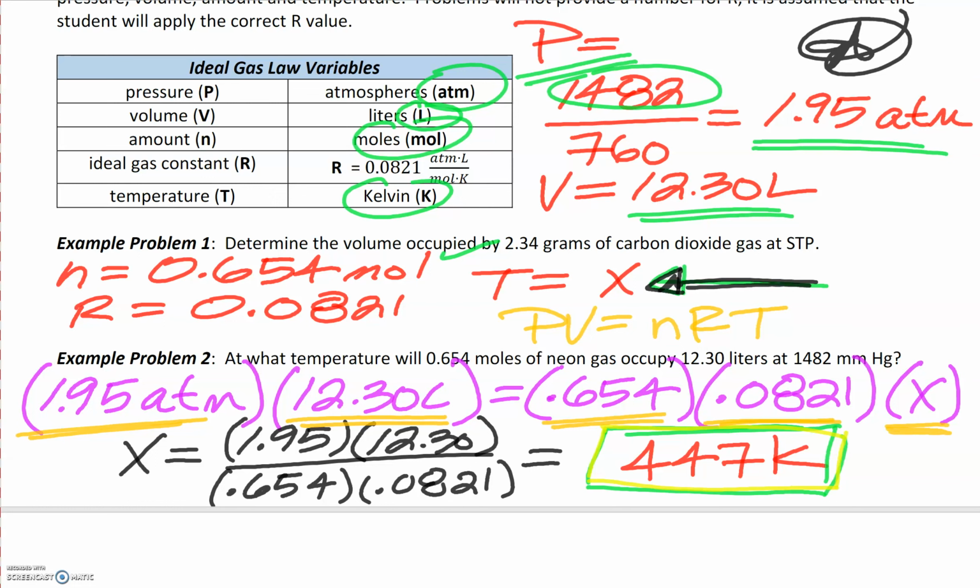So I run it through. Basically, to isolate for X, you take 1.95 times 12.30, which I did right here, and then you multiply those two and then divide it by 0.654 times 0.0821. Make sure to use parentheses on this part so that your calculator doesn't give you the wrong answer. So just make sure you're using parentheses there. And then I got 447 Kelvin. I went to 3 sig figs, and you can round however you want, but that's how you should look at it.